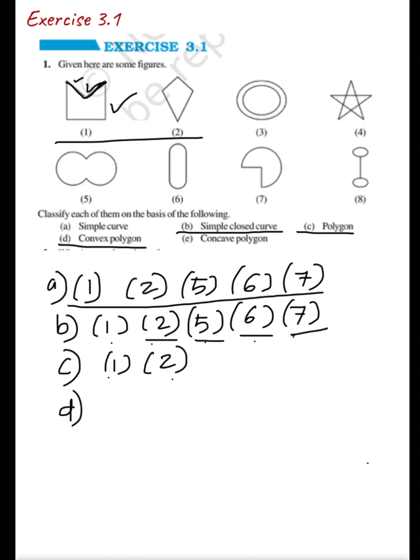Now what about 2? In 2, you can see that none of the line segments are lying inside, or you can see that all the diagonals are inside. That means the second polygon is a convex polygon. Understand? We have already studied the definition of convex polygon. Now what about E? E is a concave polygon. So concave polygon means some of the line segments may lie inside.